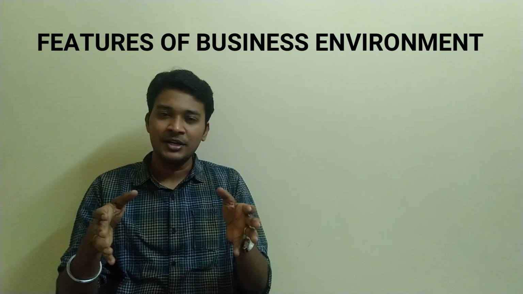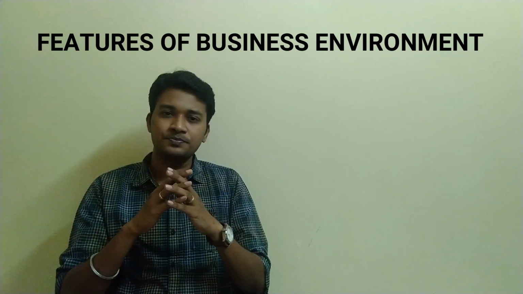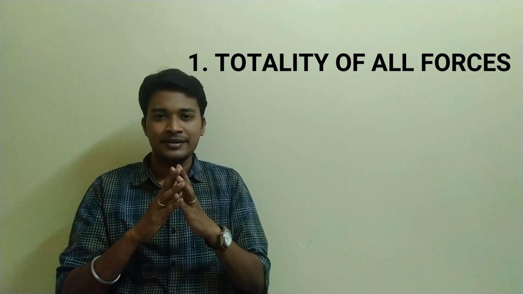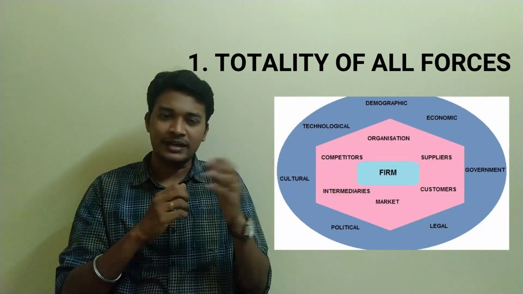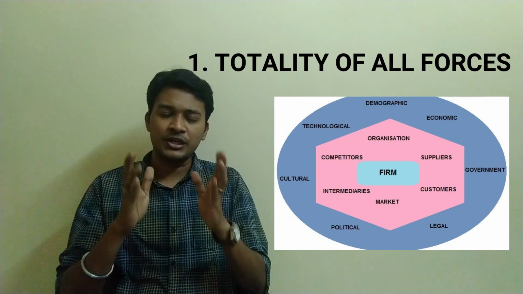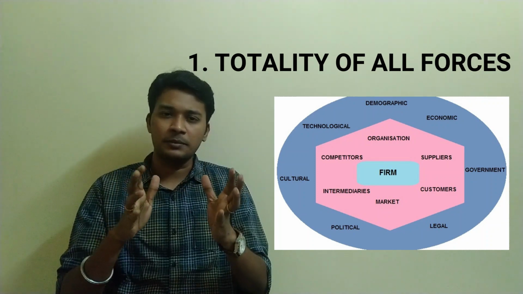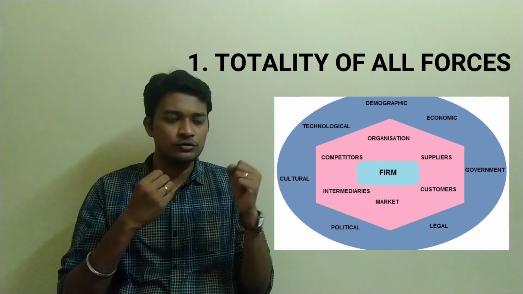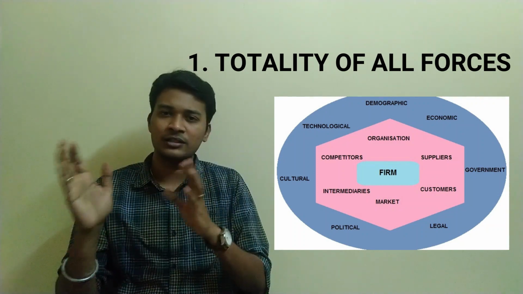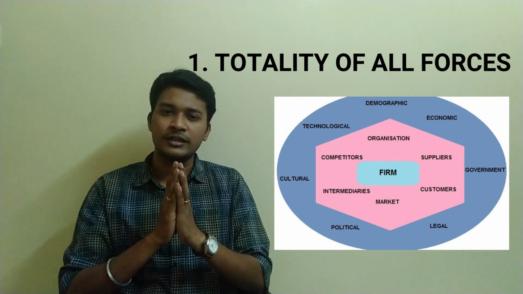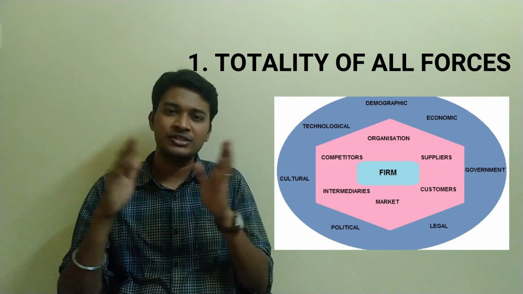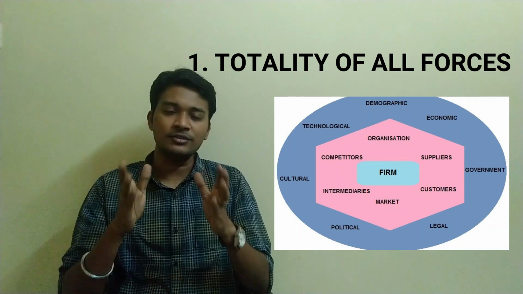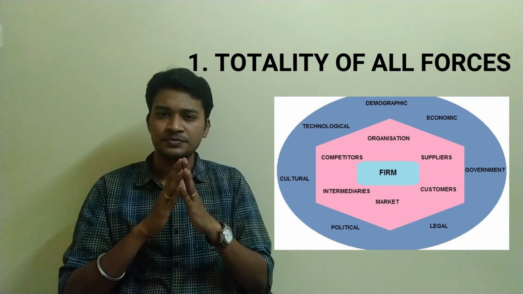So what are the features of business environment? It is very easy. You can take it right from the example. Feature number 1, totality of all forces. As we discussed in the definition, business environment is the totality of all forces. This includes all individuals, all enterprises, all institutions, all the other forces that operate outside business but which can affect business, which can impact business. That is totality of all forces.